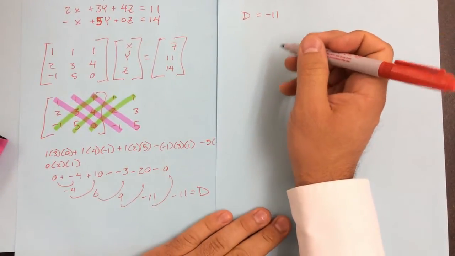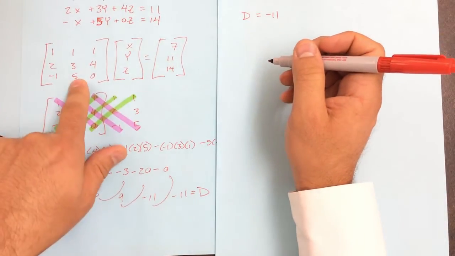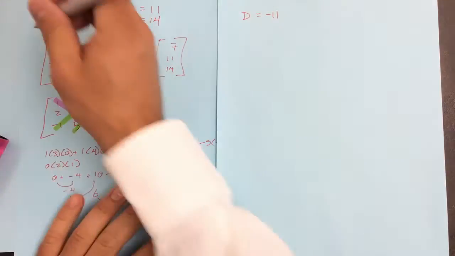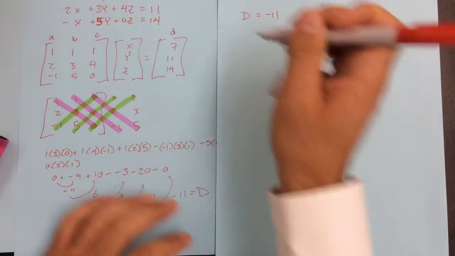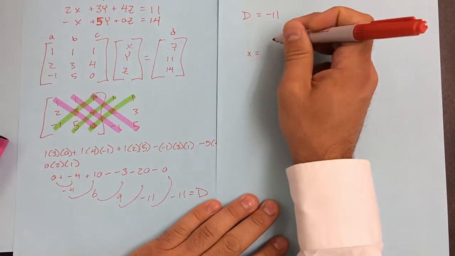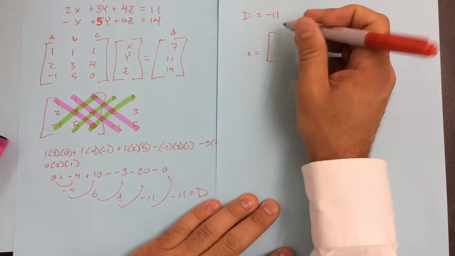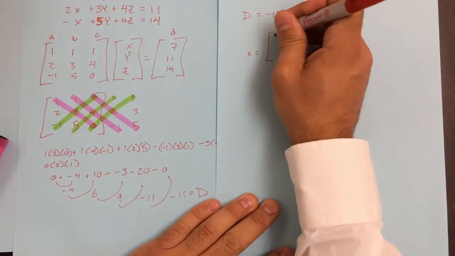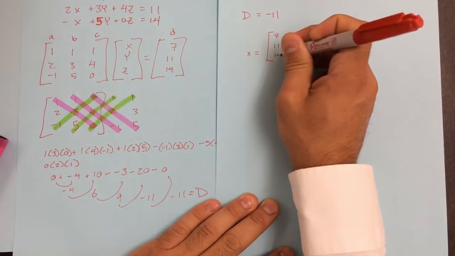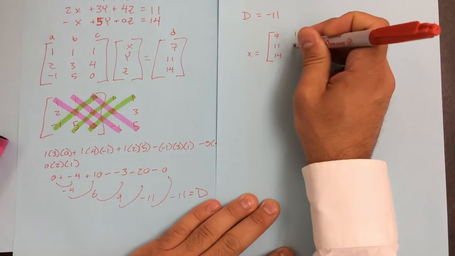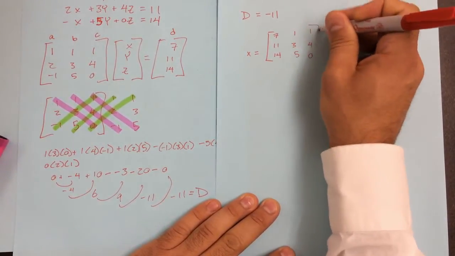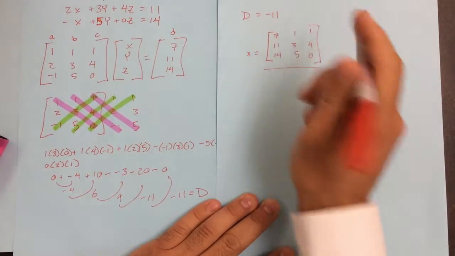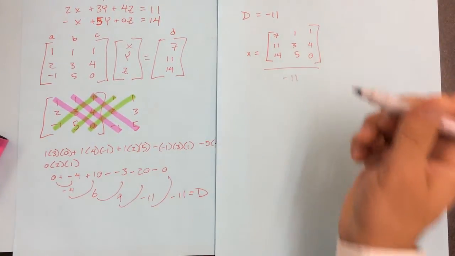So remember, using this, these are my A's, these are my B's, these are my C's, and these are my D's. So x equals column D, 7, 11, 14. Column B, 1, 3, 5. Column C, 1, 4, 0. Over the determinant, negative 11.